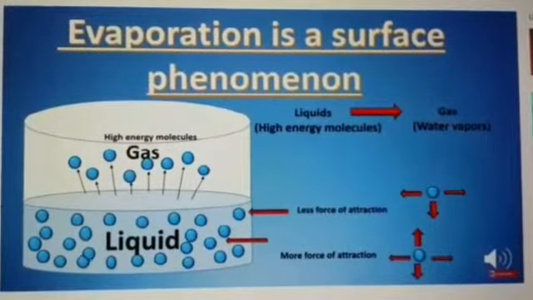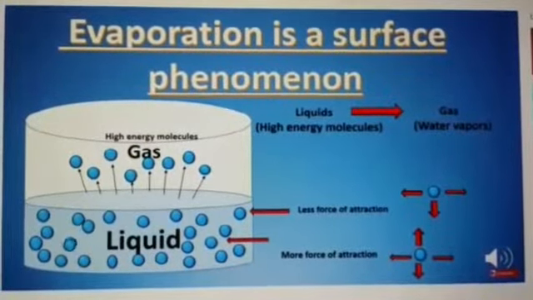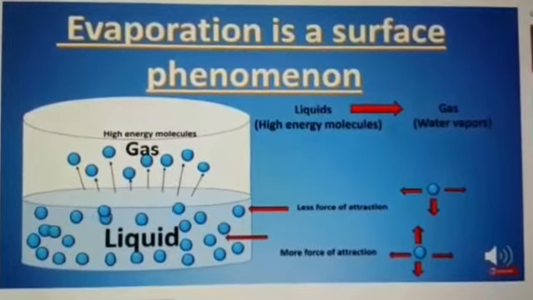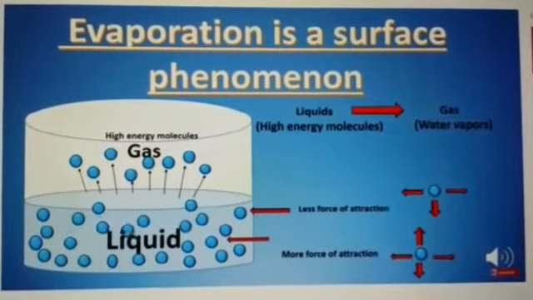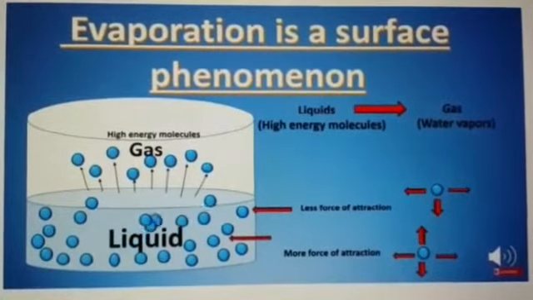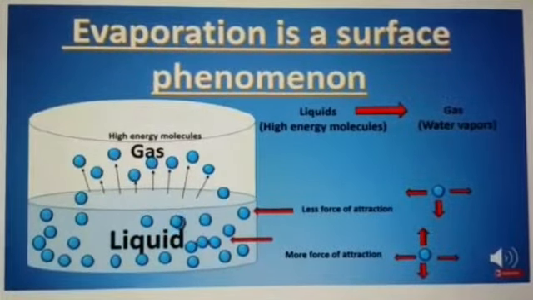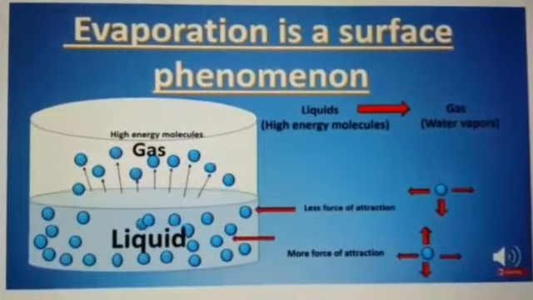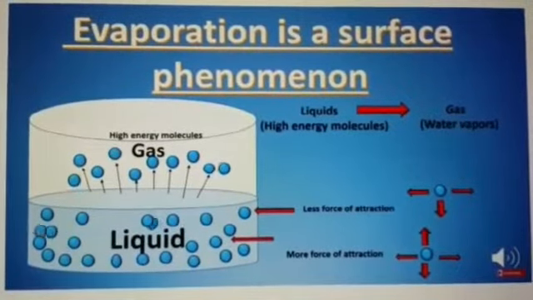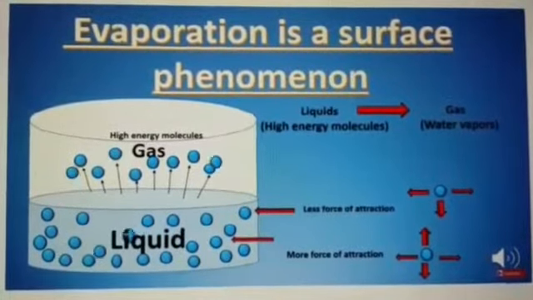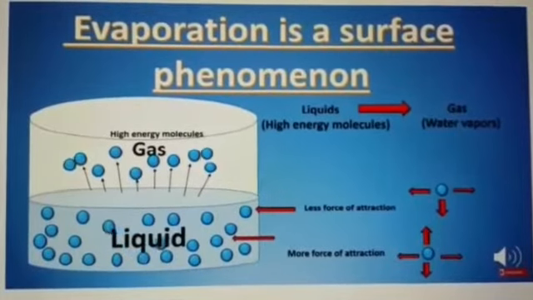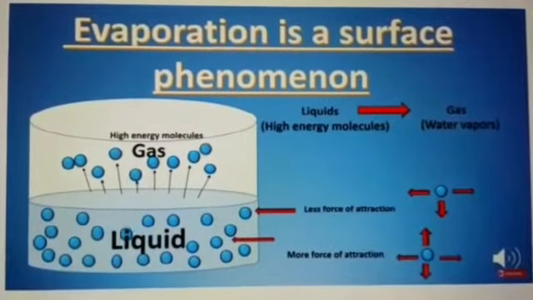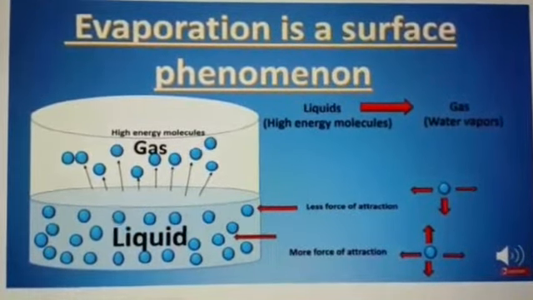Now students, let's watch this video. Evaporation is a very slow process, but the change of physical state is the same as boiling. The liquid particles absorb heat to form gas particles. So evaporation is also endothermic.